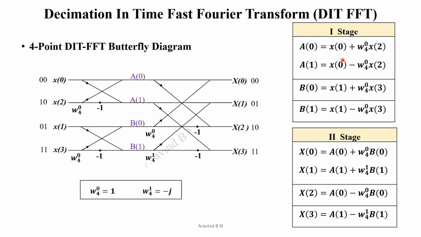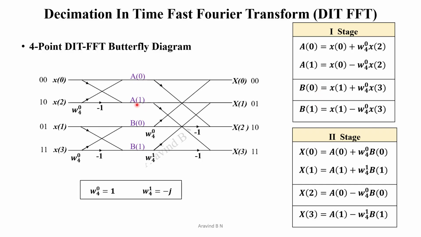Now here is the stage by stage representation of the equations we are going to have. See, for a of 0 we are going to have the x of 0 which is on the line itself, and then x of 2 multiplied with this twiddle factor added with this one. So that's why a of 0 is x of 0 plus omega 4 power 0 into x of 2. Similarly it has been taken for a of 1, then b of 0 and b of 1.